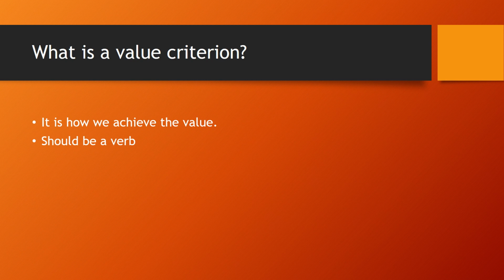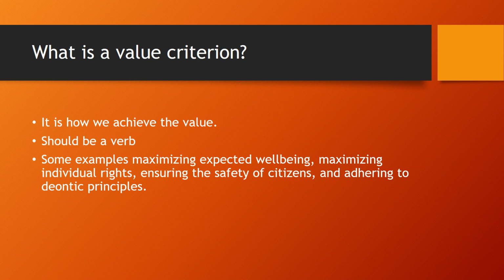Now, some common value criterions you'll see in debate include maximizing expected well-being, maximizing individual rights, ensuring the safety of citizens, and adhering to deontic principles. And what some of you may notice is that a lot of these are just things like utilitarianism put into verb form. For an example, maximizing expected well-being is the verb form of utilitarianism.